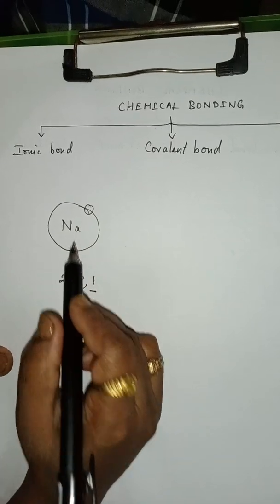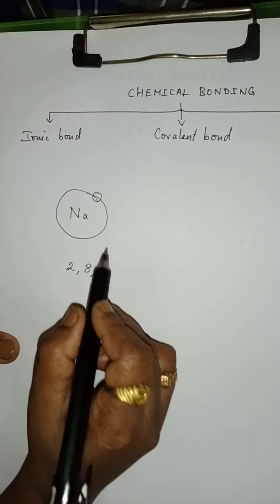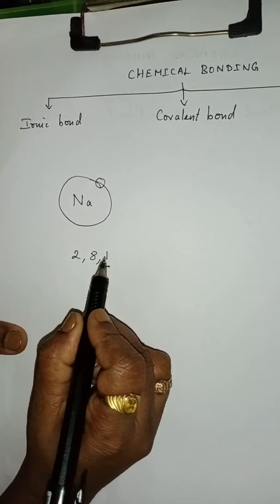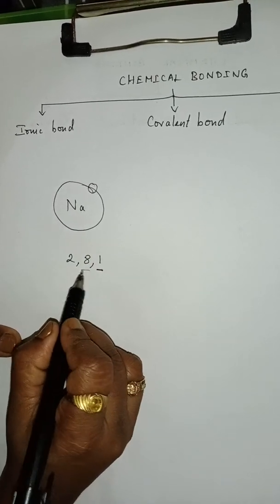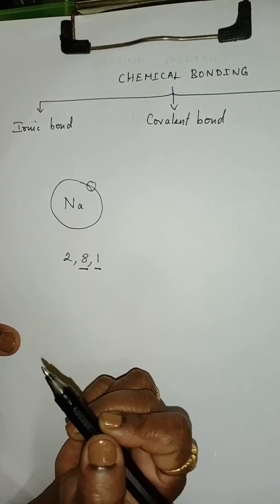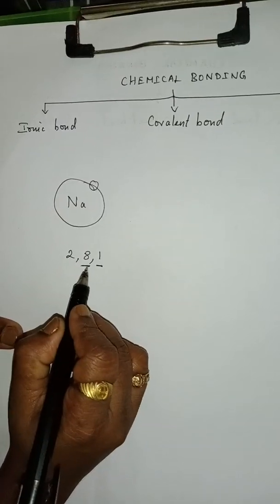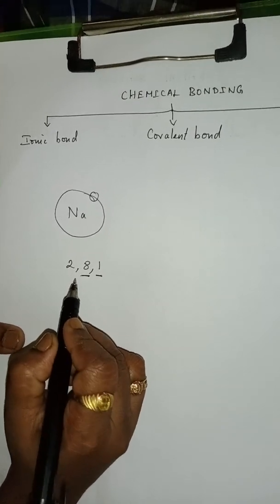So for example, if you take sodium, rather than accepting 7 more electrons to become an octet, it can donate 1 electron, so that it has 8 in the outermost shell. By donating 1, the outermost shell has 8. So it attains the electronic configuration of neon.